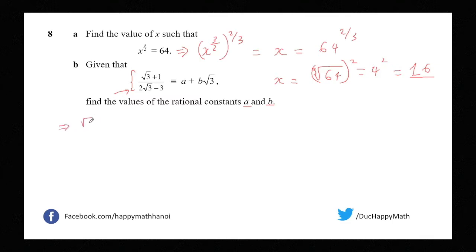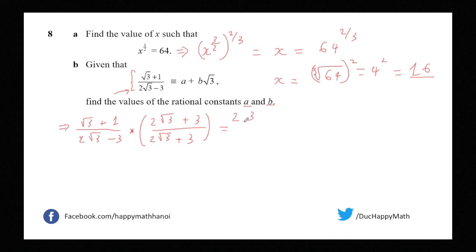So I have to multiply the rational number by its conjugate. Conjugate means I have to multiply by 2 square root of 3 plus 3, not minus anymore. This rational equals 1, so the expression will be unchanged. So from this one, I will take it.